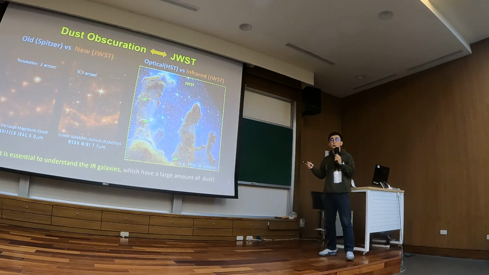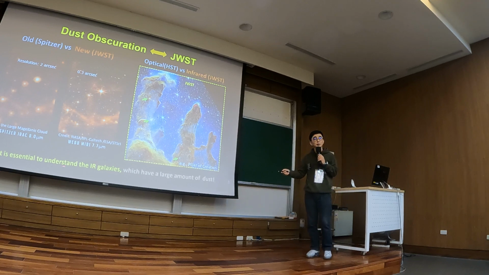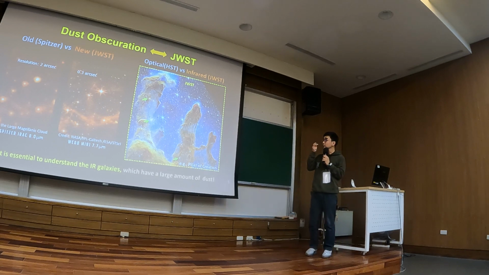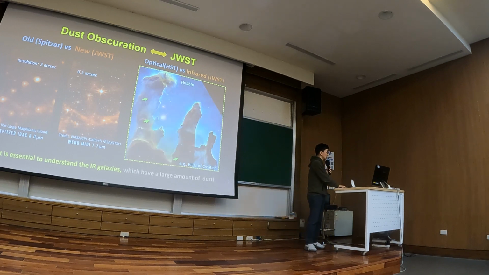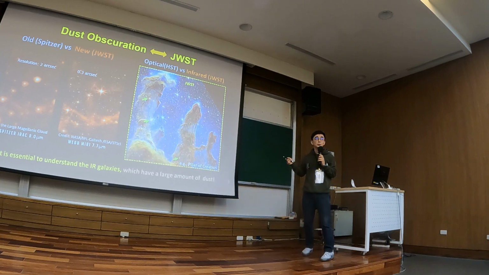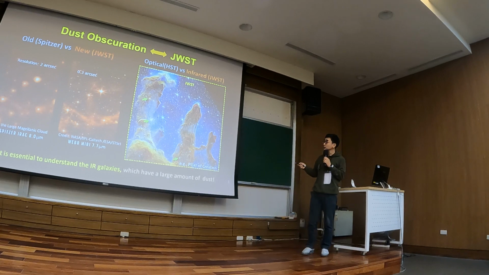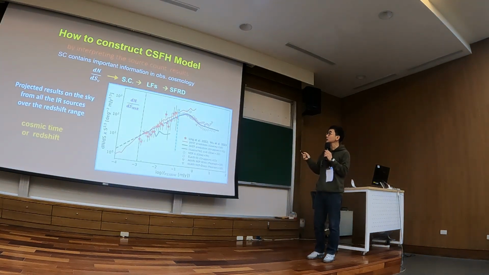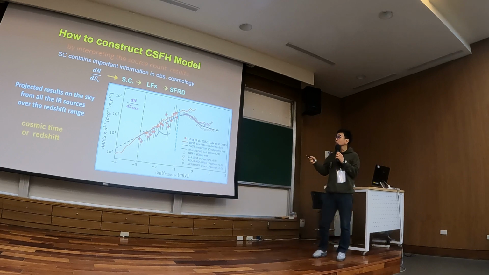And it also explains that, to learn more about the star formation activity and star formation history, it is essential to understand the infrared galaxies, which have a large amount of dust. Because newly forming stars are surrounded by dust like this, which means the critical phase of star formation is taking place in these dusty and dust-obscured environments. So our method on how to construct the cosmic star formation history model begins with the infrared source count.